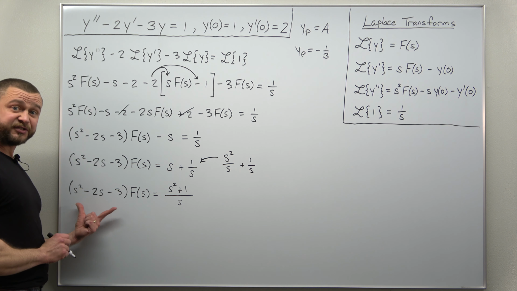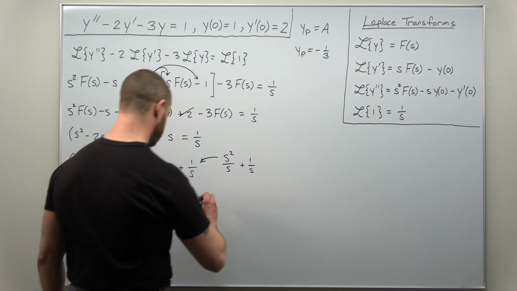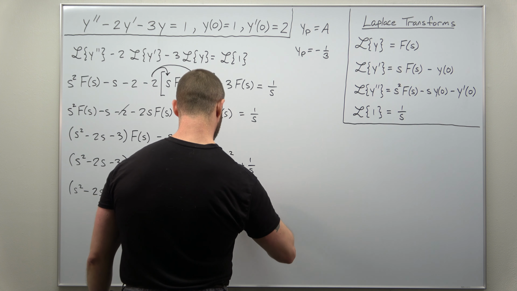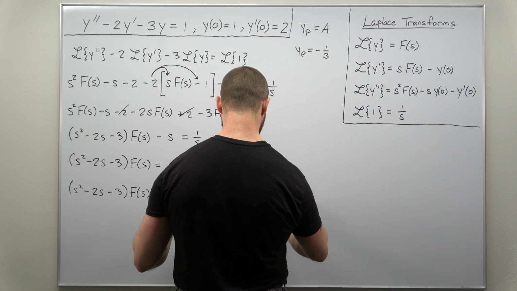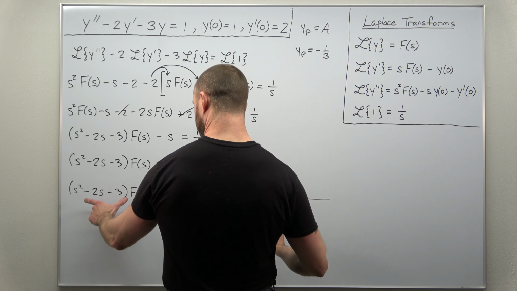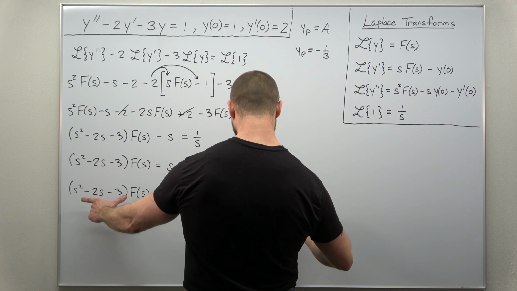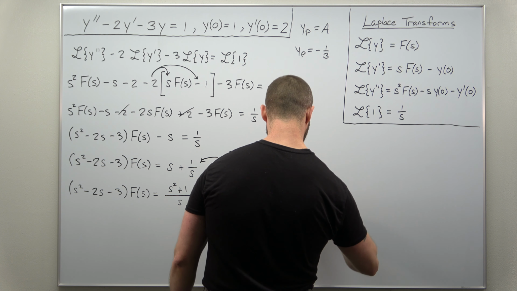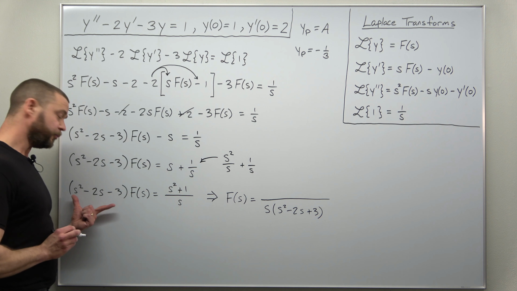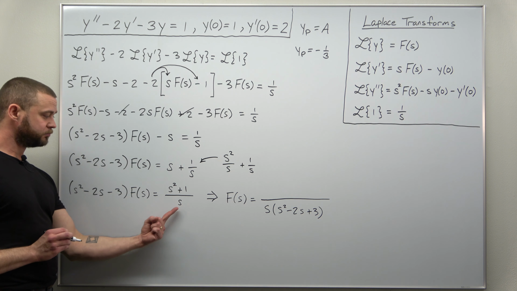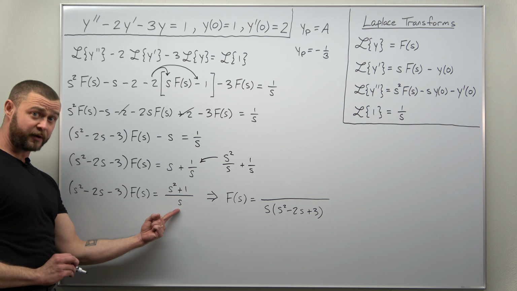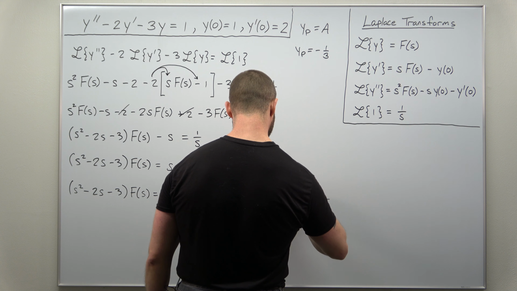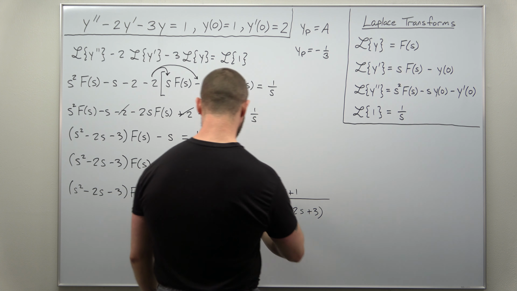We're just going to divide by this stuff multiplying F of s. So it looks like what we get for our solution in the frequency domain, we're going to have s times s squared minus 2s minus 3. Your factor here divides over. Don't forget that factor of s in the denominator on the right-hand side. And your numerator of that should be s squared plus 1.